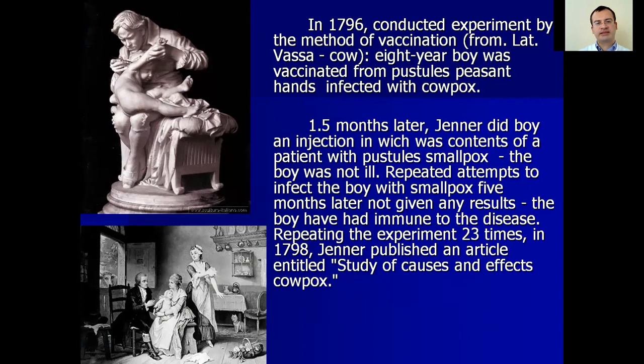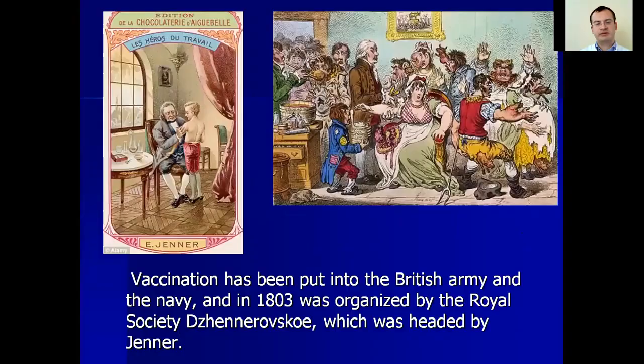An eight-year-old boy was vaccinated from the pustulous hands of the peasant woman infected with cowpox. A month and a half later, Jenner gave the boy an injection containing the contents of a smallpox pustule from a patient. The boy did not fall ill. Repeated attempts to infect the boy with smallpox five months later did not give any result. The boy was immune to the disease. After repeating the experiment 23 times, in 1798 Jenner published an article entitled Study of Causes and Effects of Cowpox.